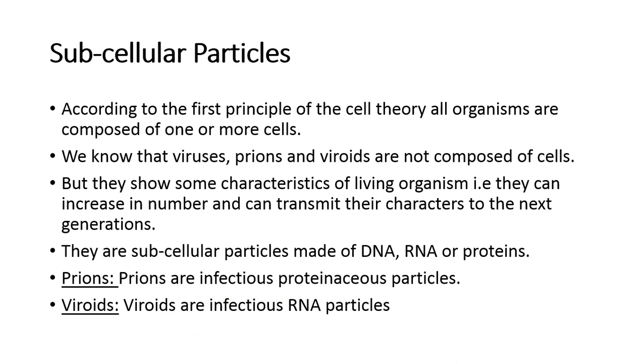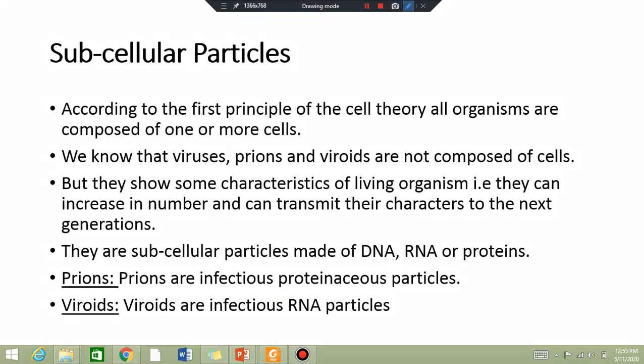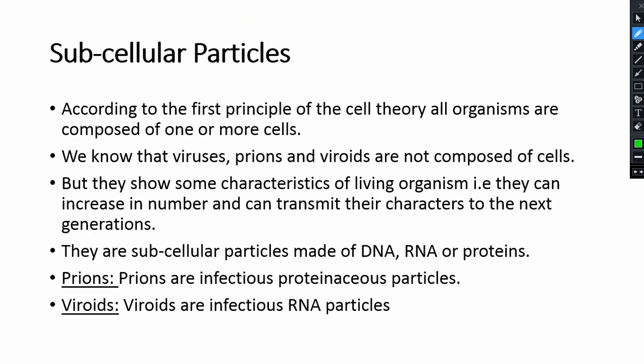Now, in the last lecture we learned about cell theory, how cell theory came into being, how cell theory was constructed. So the first point of that cell theory was that all living organisms are made up of cells. But we have some exceptions here. There are some organisms that are not made from cells, just like viruses, prions and viroids.